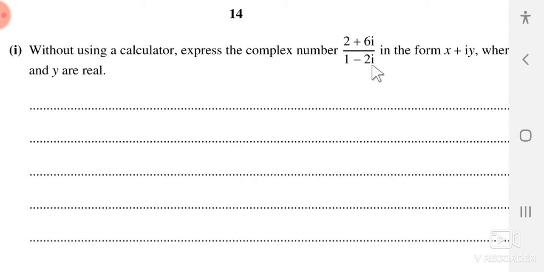And how you will do it: just take the conjugate of 1 minus 2i, that would be 1 plus 2i, and then (2 plus 6i) times (1 plus 2i) over (1 minus 2i) times (1 plus 2i), which becomes 1 squared minus (2i) squared. Wherever you see i squared, that becomes minus 1, and you can plug in that value and simplify. You will have your answer in the form of x plus iy. The number without i is x, and the number with i is y. That's the imaginary part.